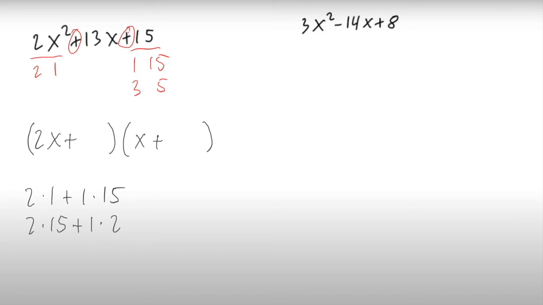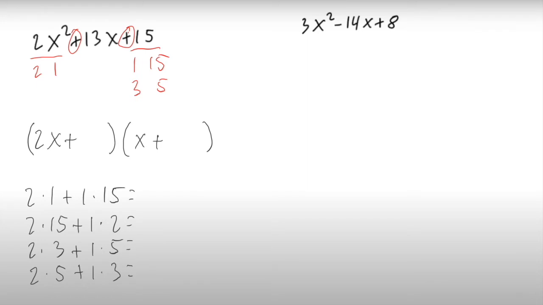And we could do the same thing for the next one. 2 times 3 plus 1 times 5, or 2 times 5 plus 1 times 3. And those are all the possible combinations. You don't always have to write them all out, but I'm doing this to show the work. And then you see which ones work. Well, there will be only one specifically that works, though.